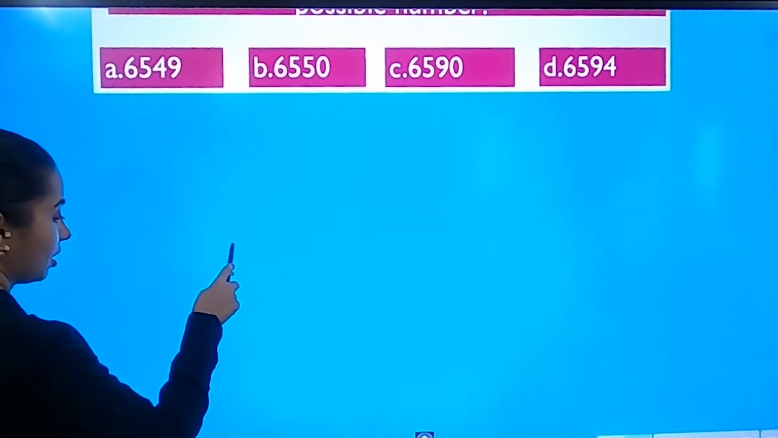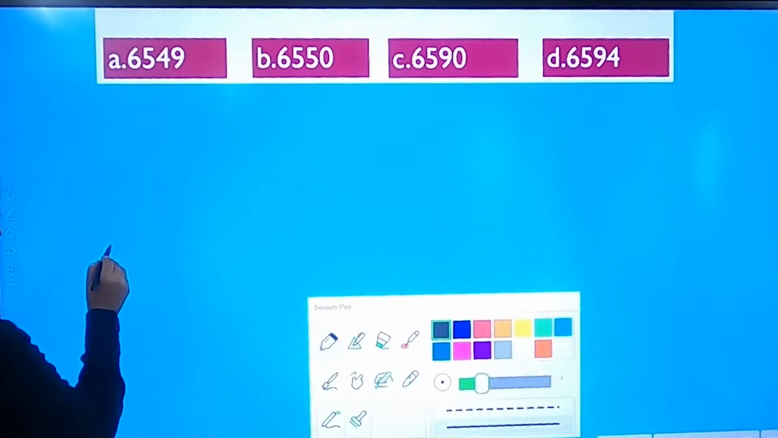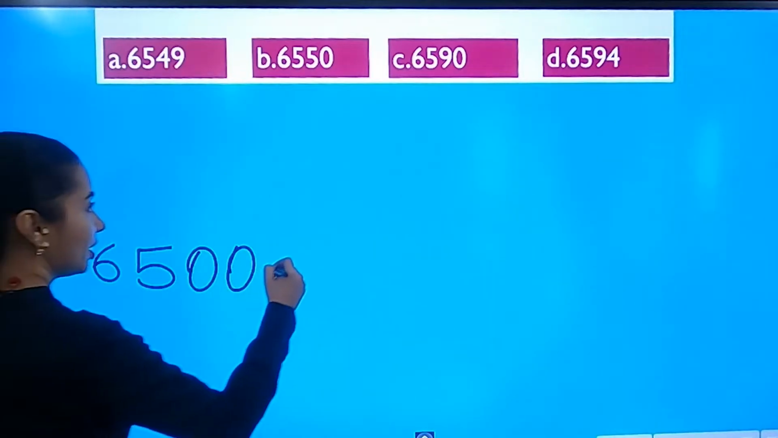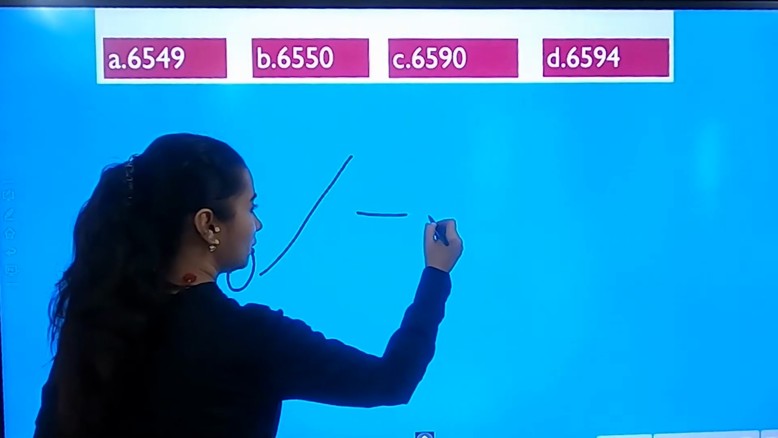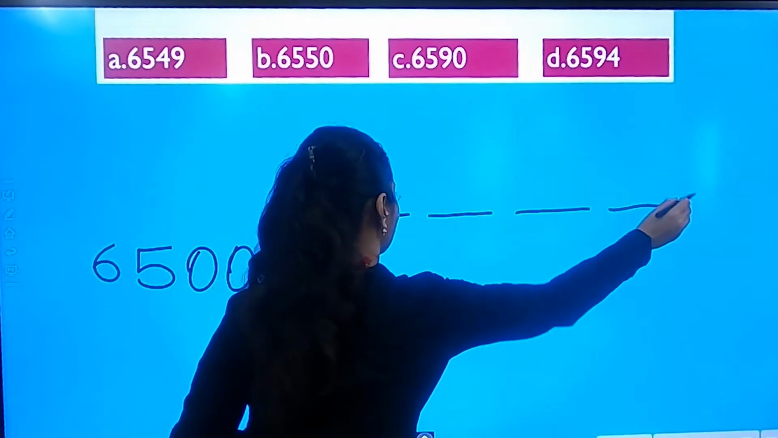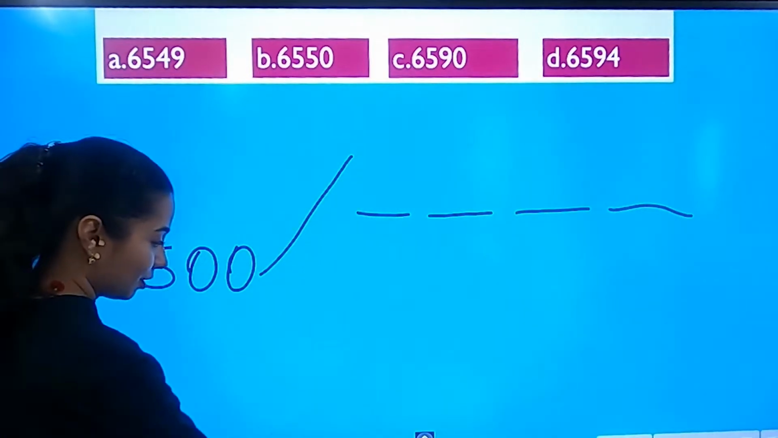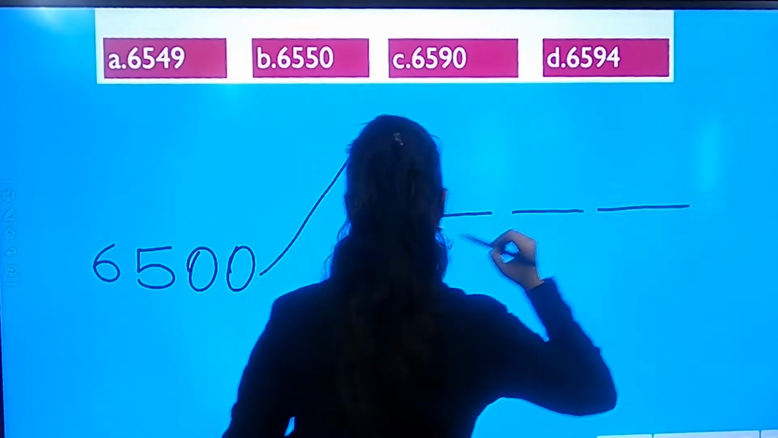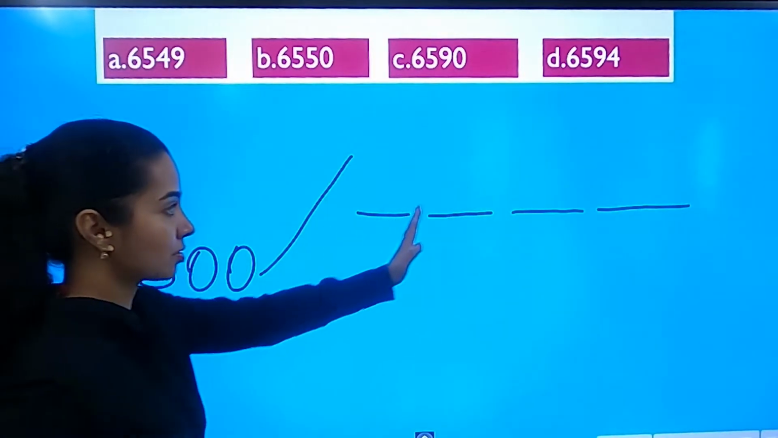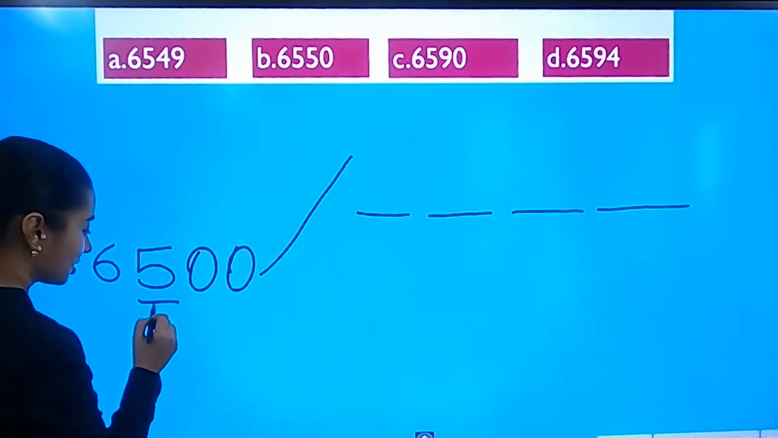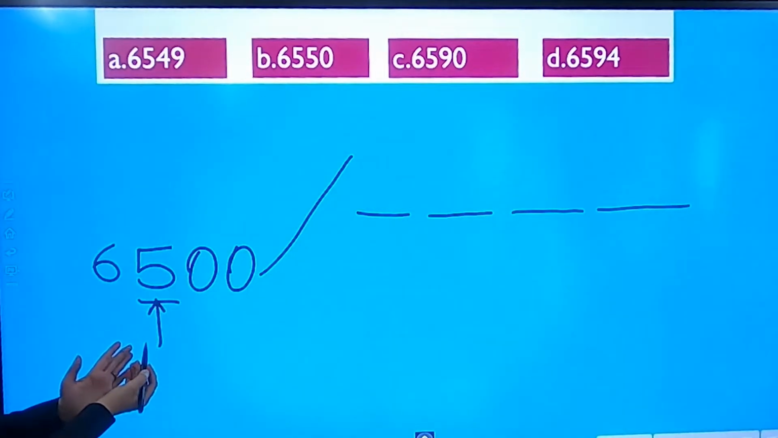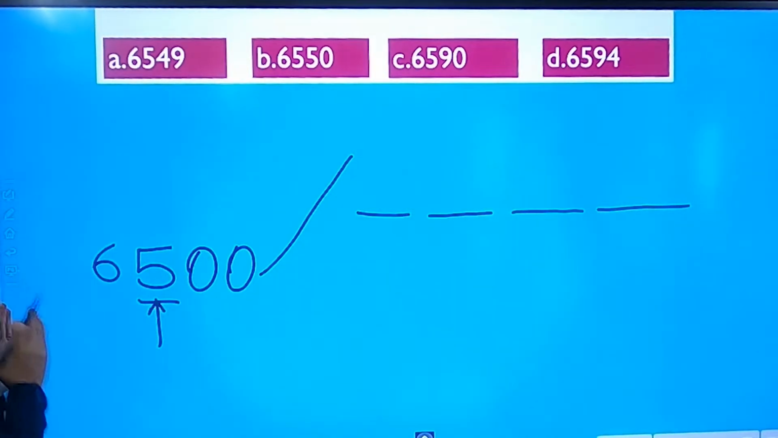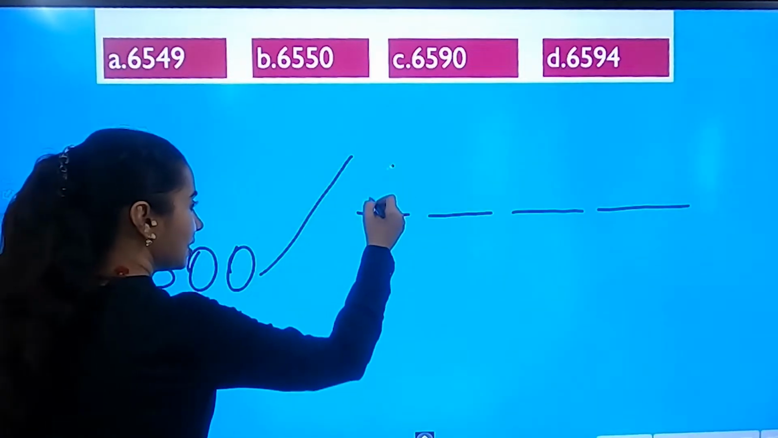So, our original number is 6,500. This time we are making the largest number. So, 1, 2, 3 and 4. Here also we have 4 digits. There also we have 4 digits. Thousands, hundreds, tens and ones. This is our focus digit. This is the place because we have to round off till the hundreds place. The digit on the thousands place, that is to the left of our focus digit, will remain the same.